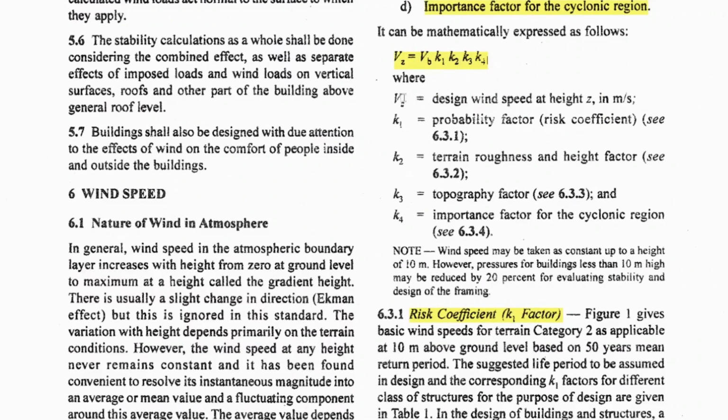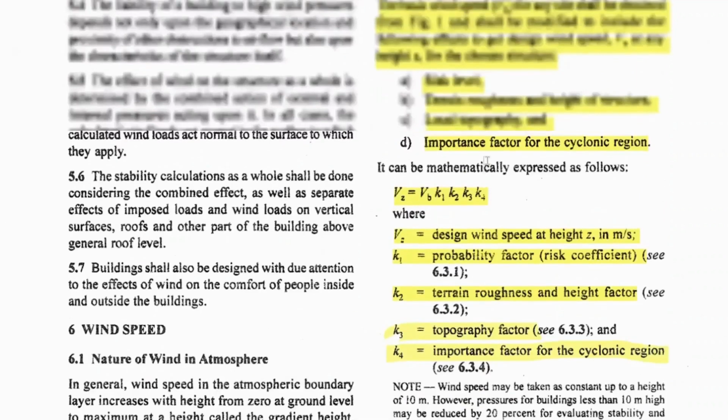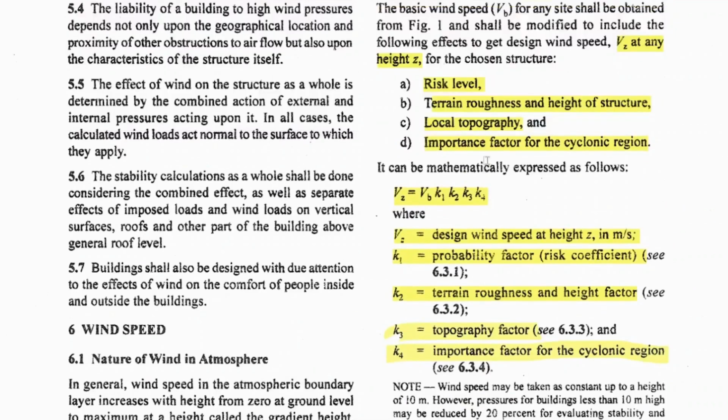Where Vz is your design wind speed at height z in meters per second, K1 is your probability factor or risk coefficient, K2 is your terrain roughness and height factor, K3 is your topography factor, and K4 is your importance factor for cyclonic region. We will see how we find the values for these parameters, and then we can easily calculate the design wind speed at any height z.